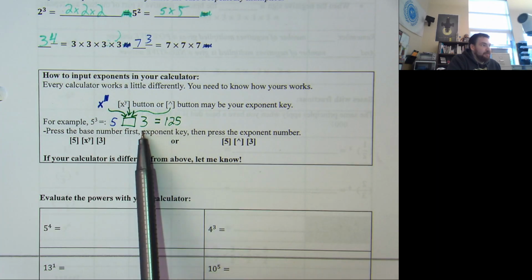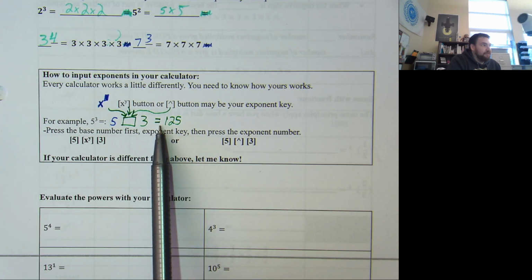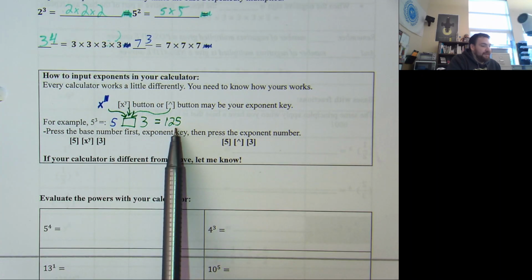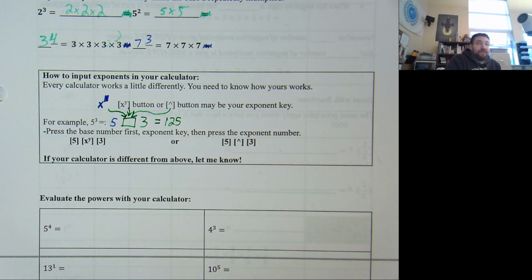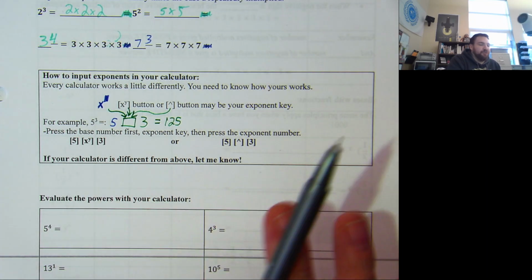And then push 3, and then push equals, and your calculator should spit out 125. Cool? Love it. So if your calculator is not one of these 3, let me know.